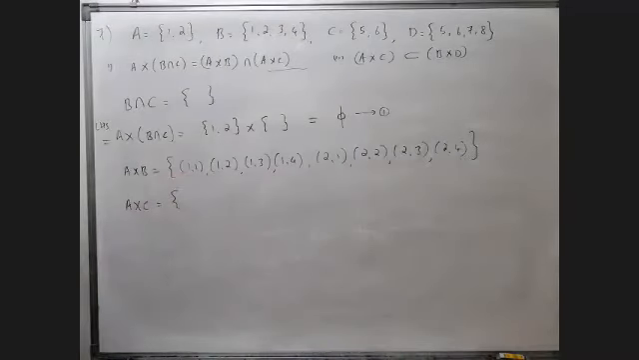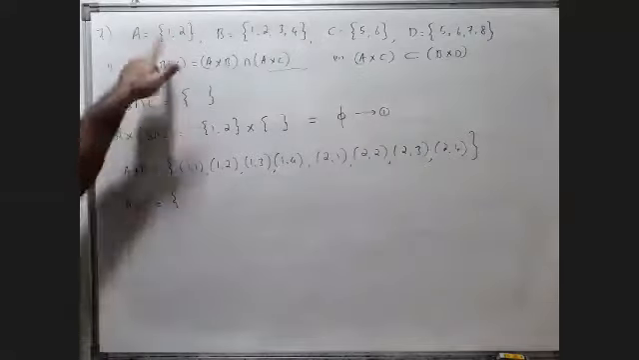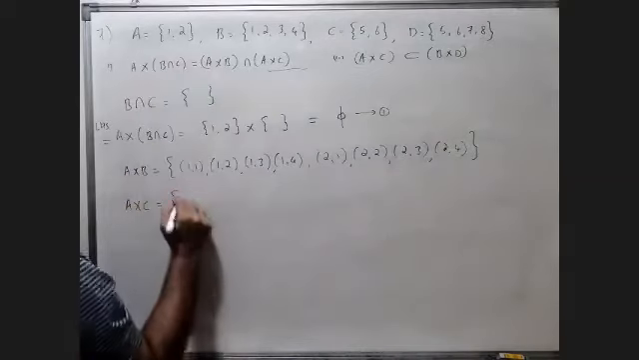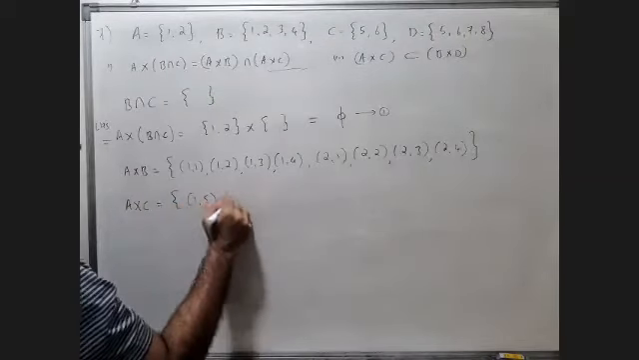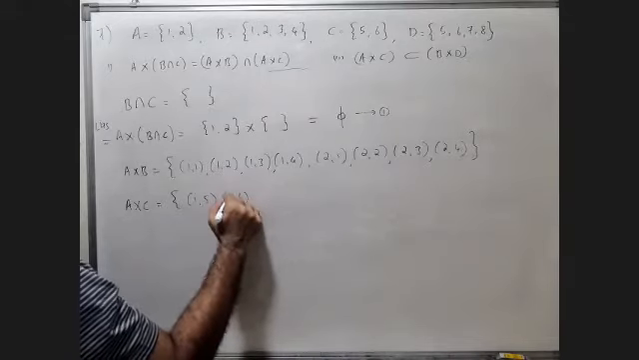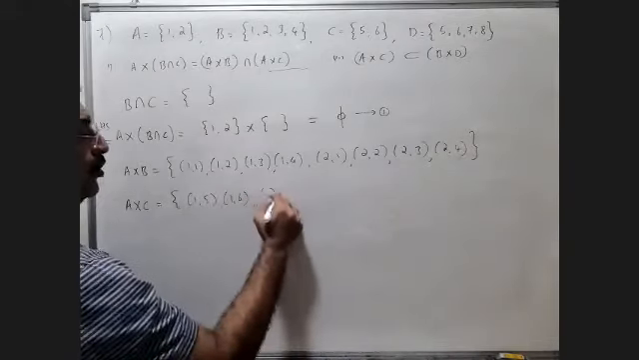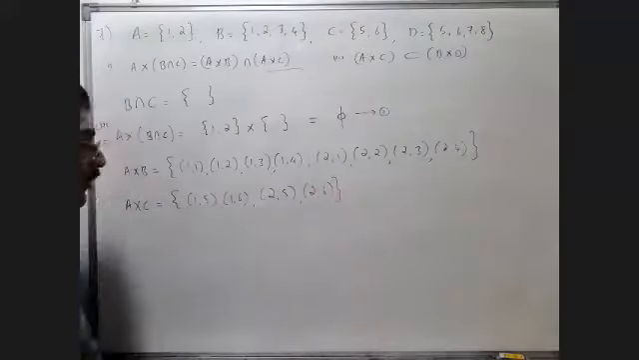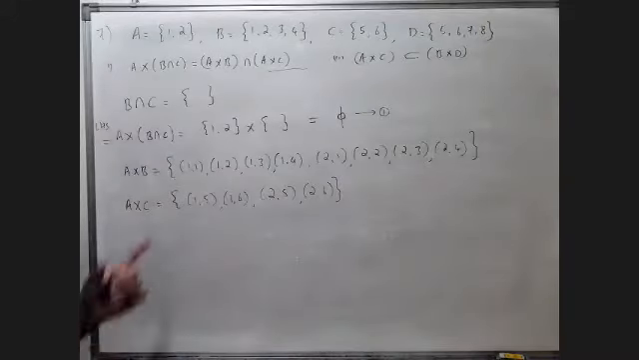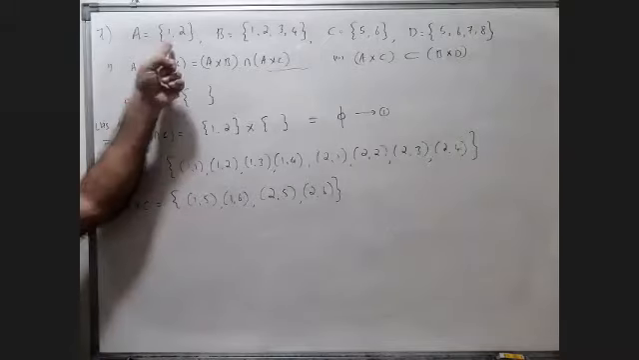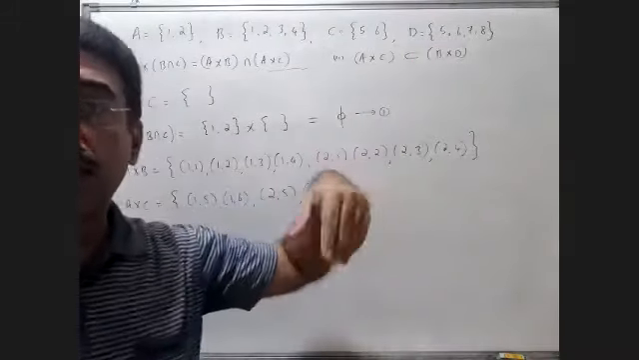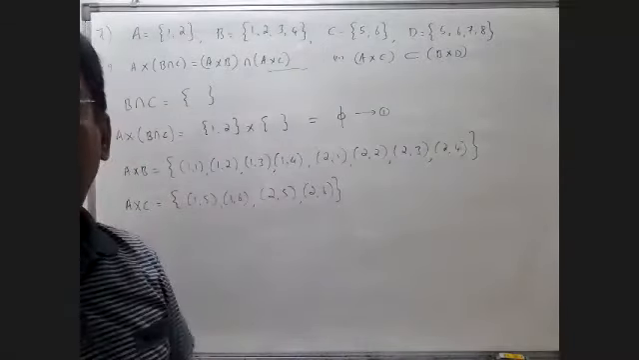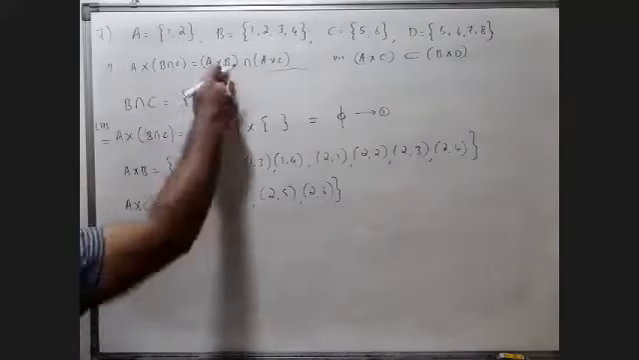Now A cross C. A cross C also, taking the first element in A, pair it with each element of C. So taking 1, it is 1 5, then 1 6. Taking second element 2, it is 2 5, then 2 6. Now this is A cross C, and here also see that number of elements in A is 2, number of elements in C is 2. So total number of elements will be 2 into 2, 4. 1, 2, 3, 4. Yes, we wrote all 4 pairs. Nothing is missed out.